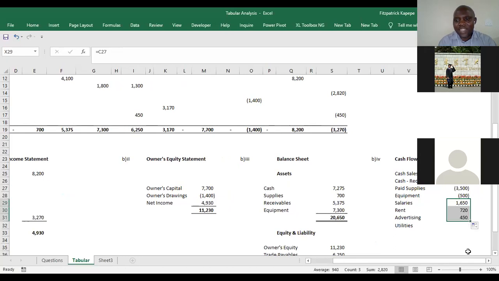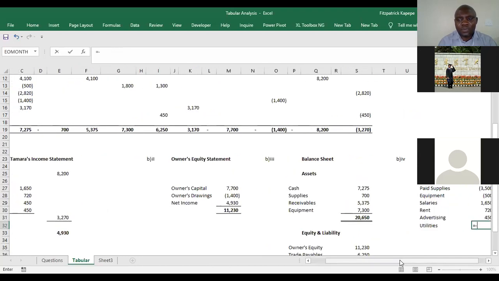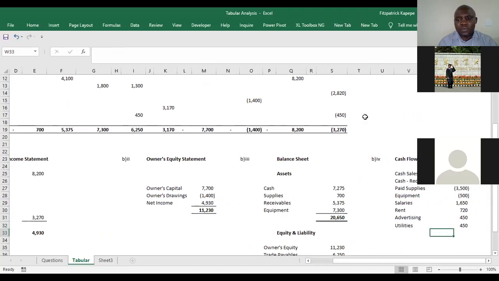Up to advertising, giving 2,820. Then you also had your utilities. For the utilities, this is where we are doing the 450. The 1.4, where is it coming from? Withdrew 1.4 in cash for personal use. Okay.